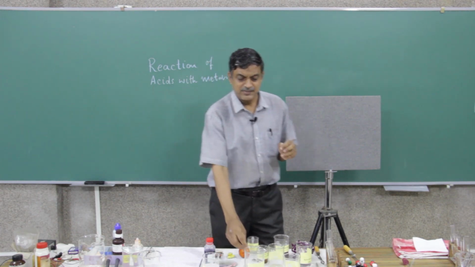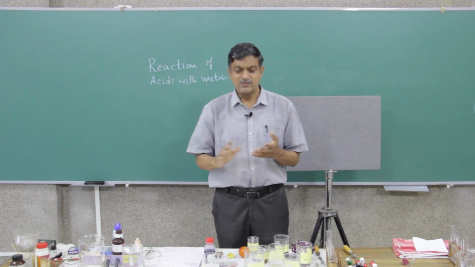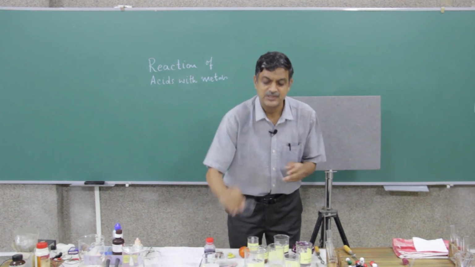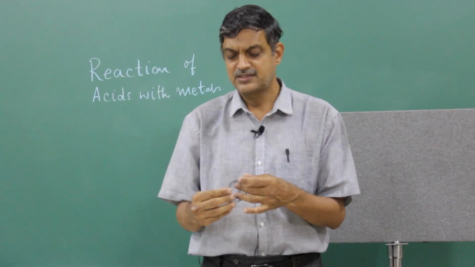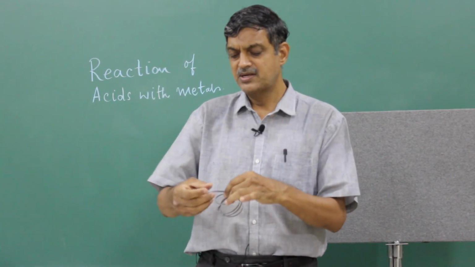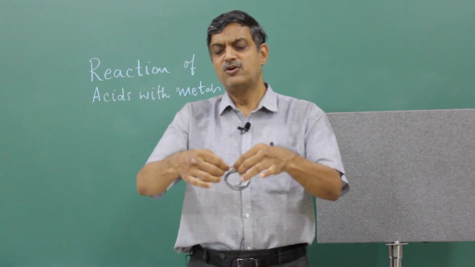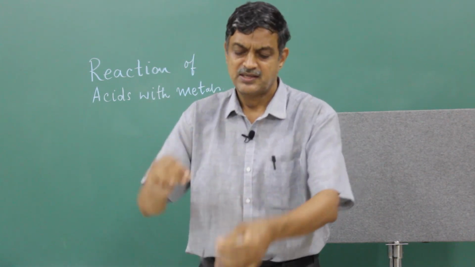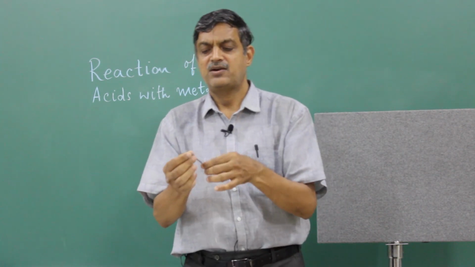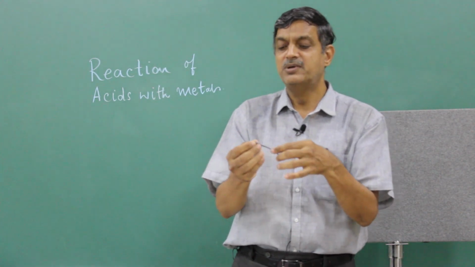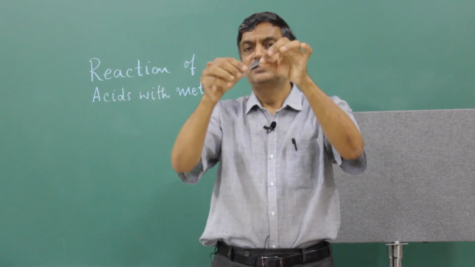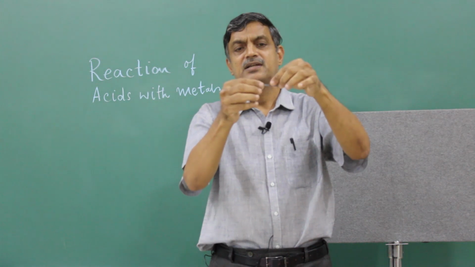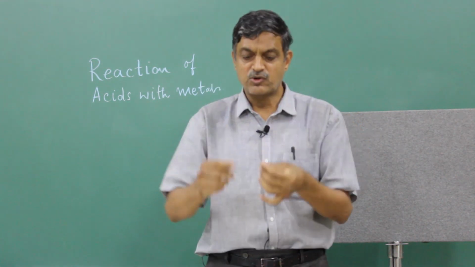Now, one of the metals that I will be taking to start with is this magnesium. Magnesium is generally obtained as magnesium ribbon. It is very brittle and also highly malleable. As you can see, it can be stretched into sheets and it can be very easily broken.